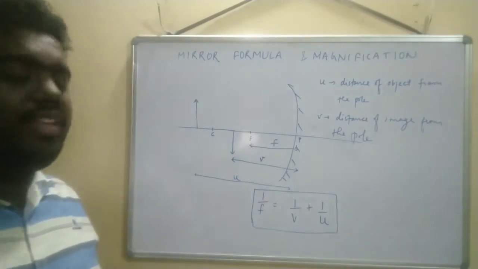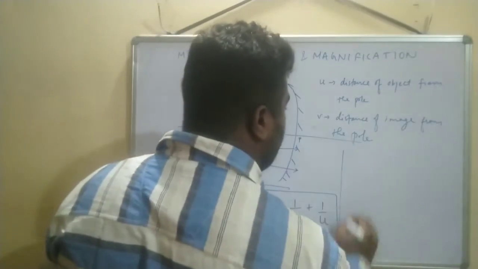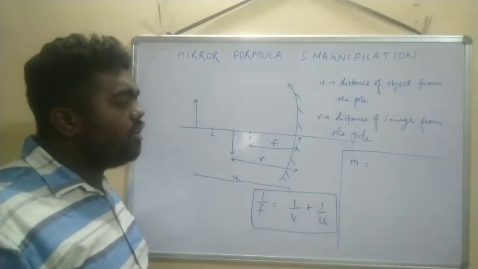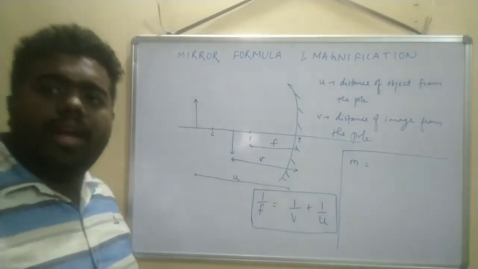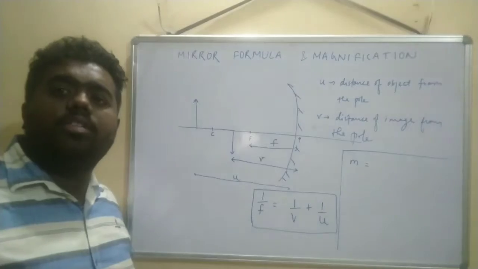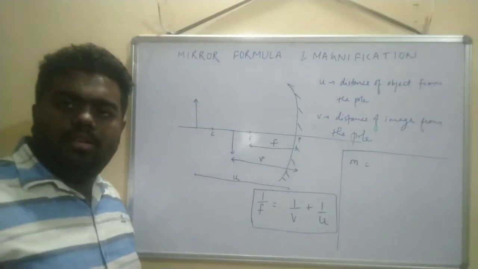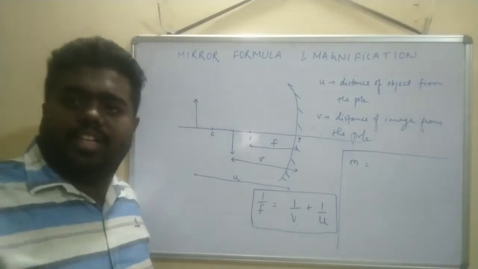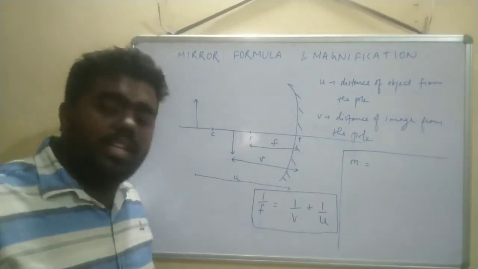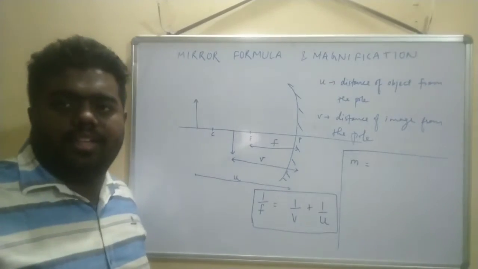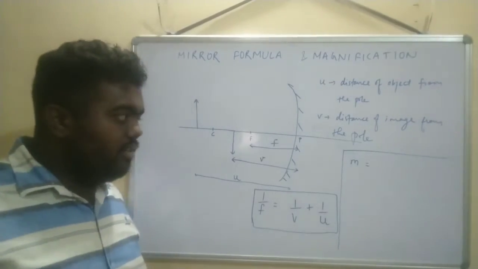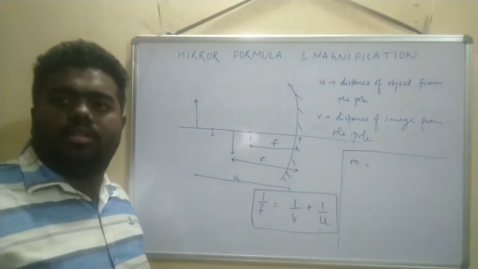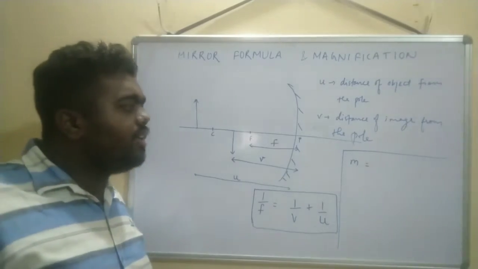Now when we come to magnification, magnification is denoted by small m. What is magnification actually? Magnification tells about how much the object is magnified. Sometimes you can see the size of the image is increasing, and sometimes you can see the size of the image is decreasing, upon magnification. Means it will not only become bigger, it can also become smaller, fine.